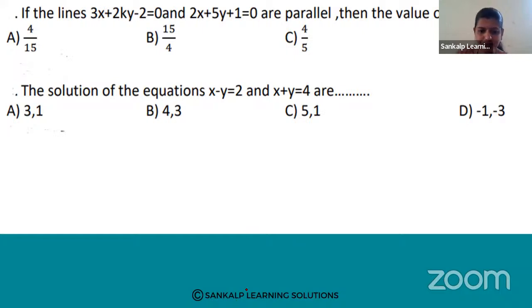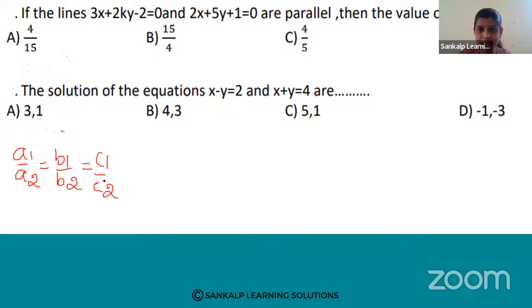So will you try? Answer in the chat box, let's see. If the lines are parallel, what condition did they tell? They told the lines are parallel. That means if the lines are parallel, the condition is A1 divided by A2 is equal to B1 divided by B2 is equal to C1 divided by C2.